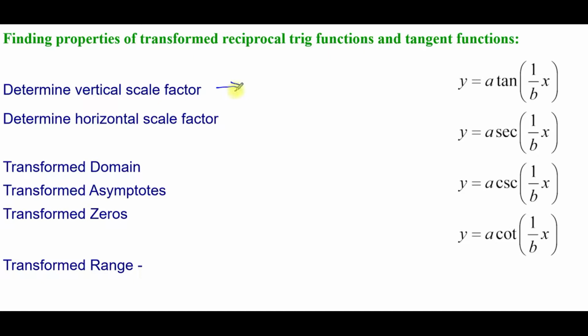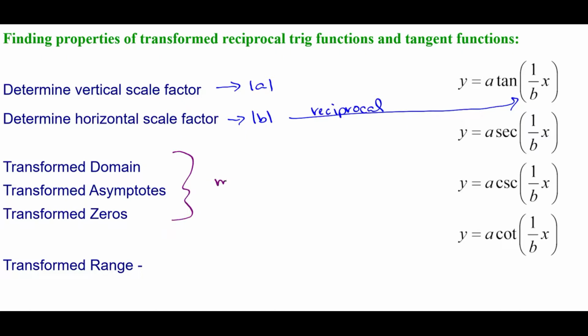So your vertical scale factor is going to be the absolute value of a. Your horizontal scale factor is going to be the absolute value of b. So notice, remember, this is reciprocal. So your transformation to your domain, your asymptotes, and your zeros will all be transformed in the same way. So all of these things you're going to multiply by the b value.